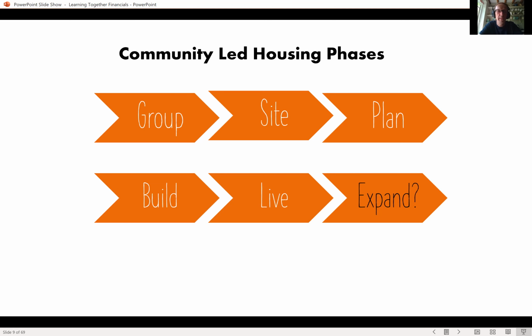So the group is for group formation, getting together as a group of people, looking at your different options. Site is obviously finding the site and purchasing the site. Planning is around how you're going to deliver the houses that you want on that site. And then build is obvious, really, it's the actual building phase. And then living is how you're going to make it work financially when you're actually all moved in and living in the project. So groups will look at different kind of financial models potentially for each of these phases.